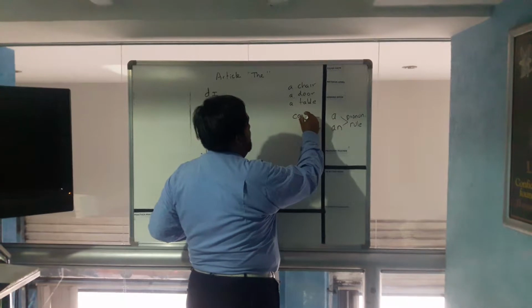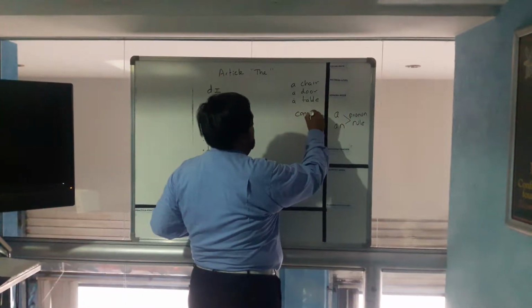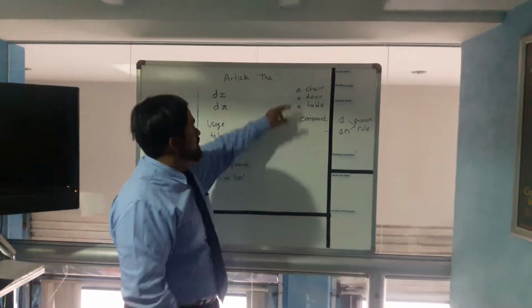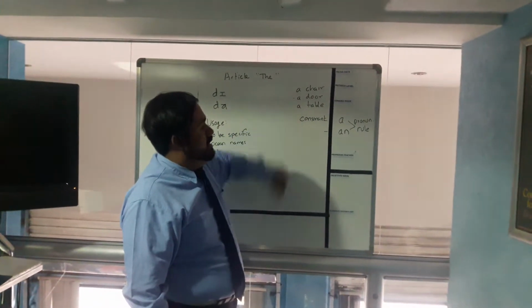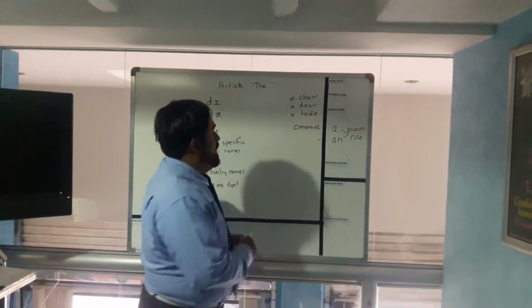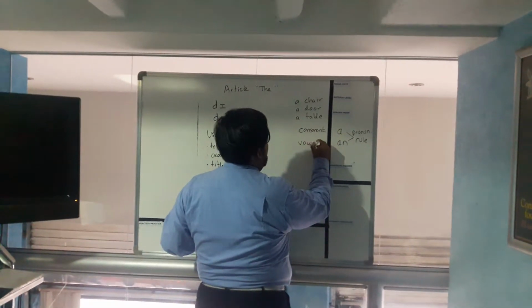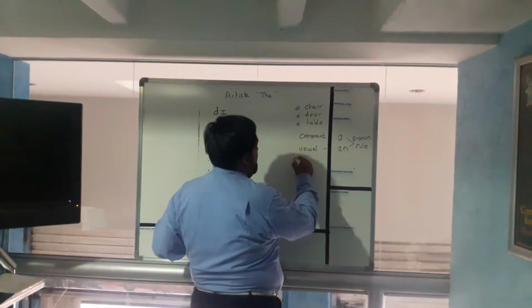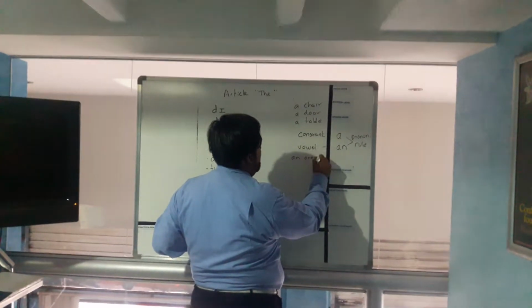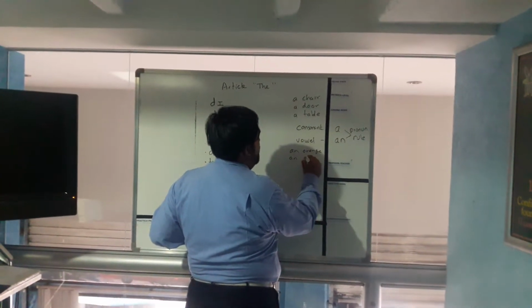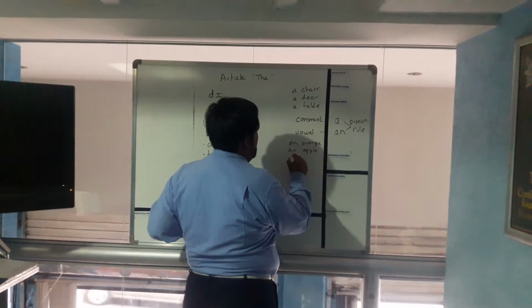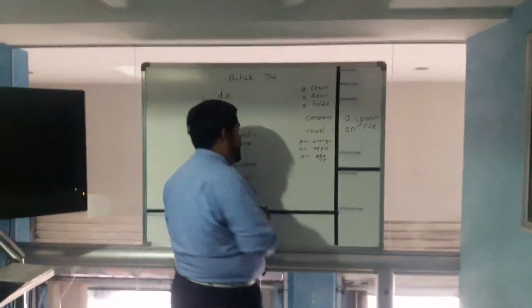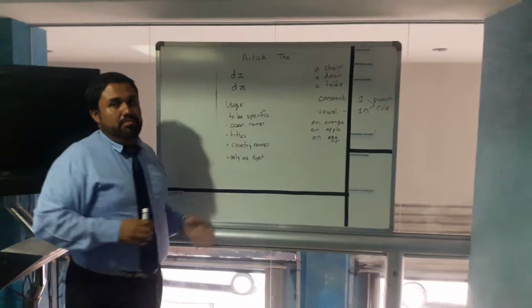You use a in front of a consonant sound word, for example, you say a chair, a door, a table. And you use an with a vowel sound word. So you say an orange, an apple, and an egg. So these two ways depend on that.